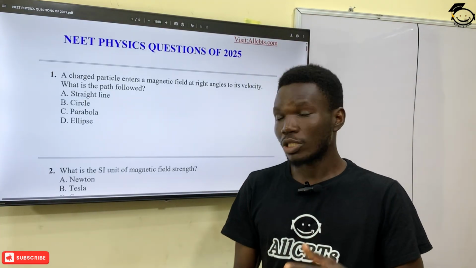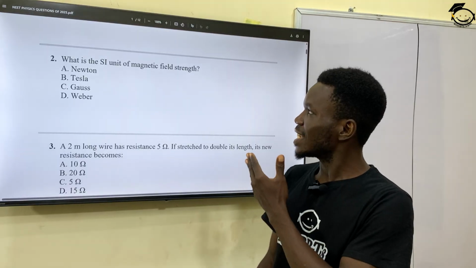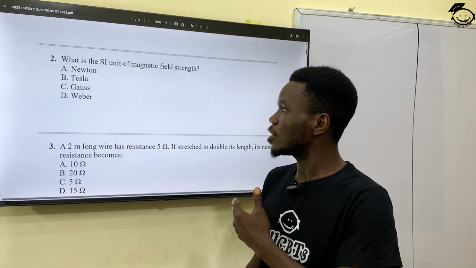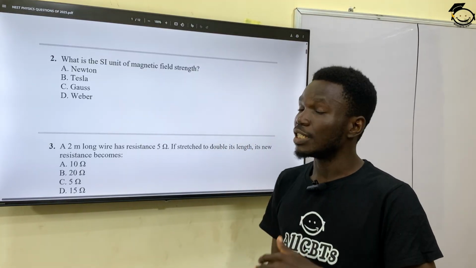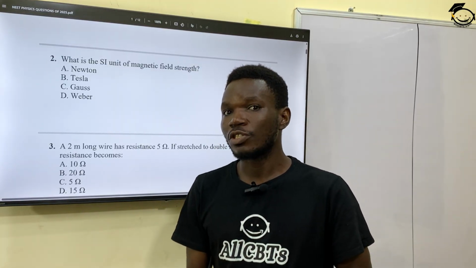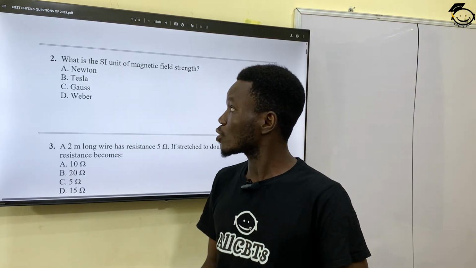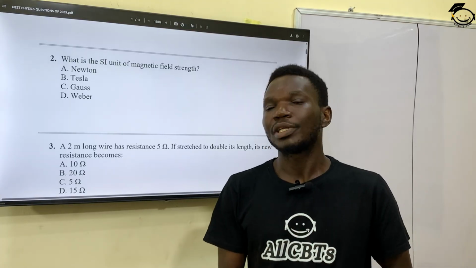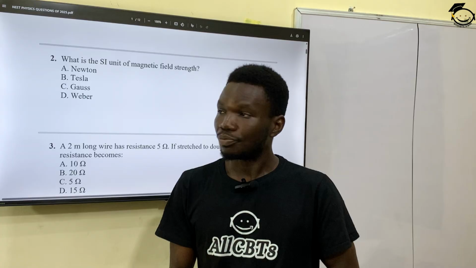So that takes us to question number 2. Question number 2 says, what is the SI unit of magnetic field strength? The SI unit of magnetic field strength is Tesla. And 1 Tesla is equal to 1 Weber per meter square.